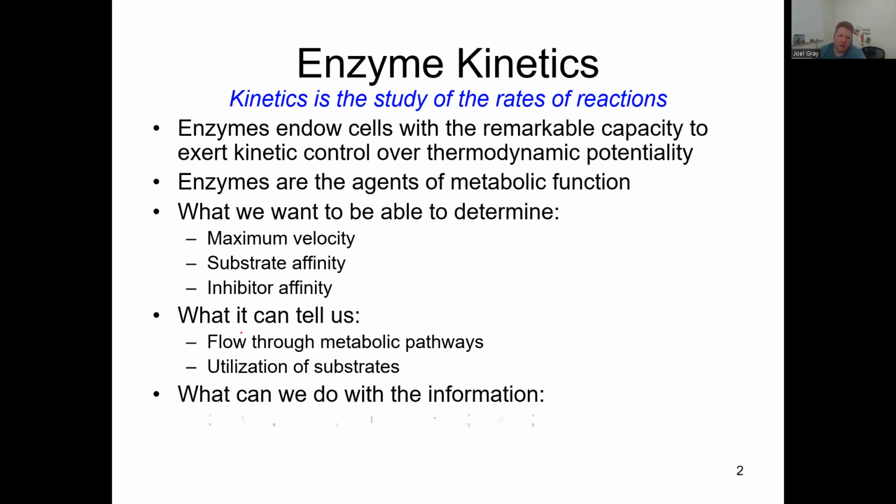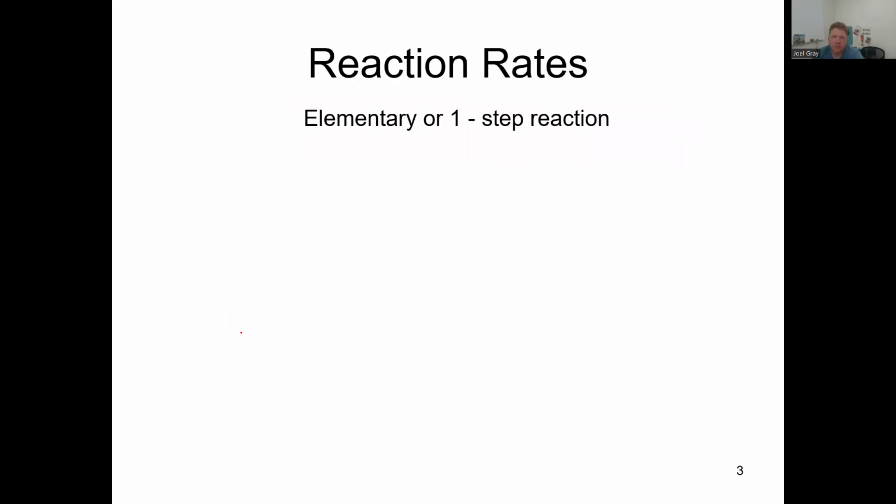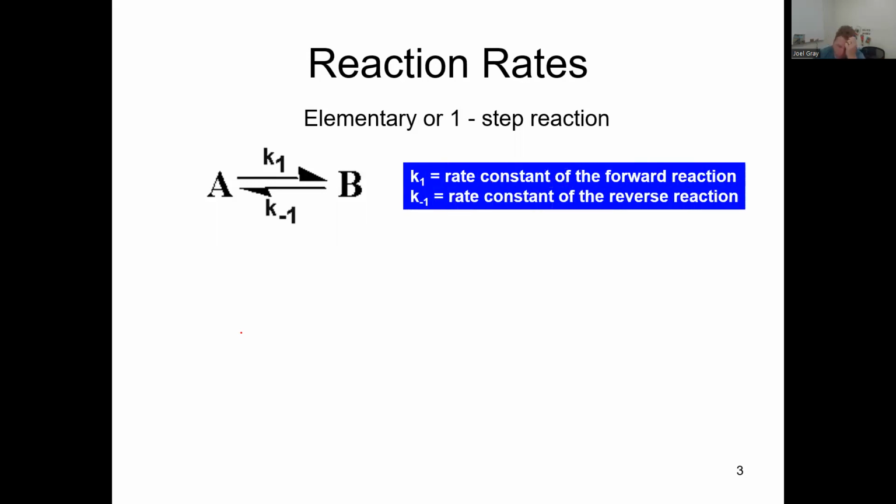Now, what can we do with that information? Well, we can control and manipulate metabolic events. So when we talk about reaction rates, we are talking about a forward and reverse reaction rate. We're talking about a system that's in equilibrium. So k sub 1 is our rate constant for the forward reaction. k sub minus 1 is the rate constant of the reverse reaction.